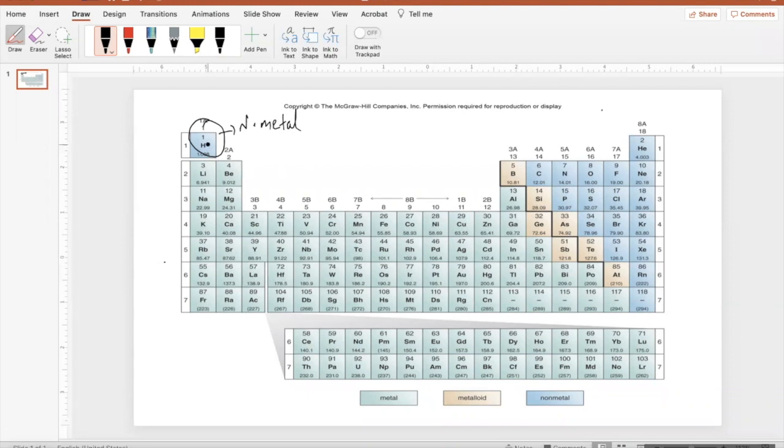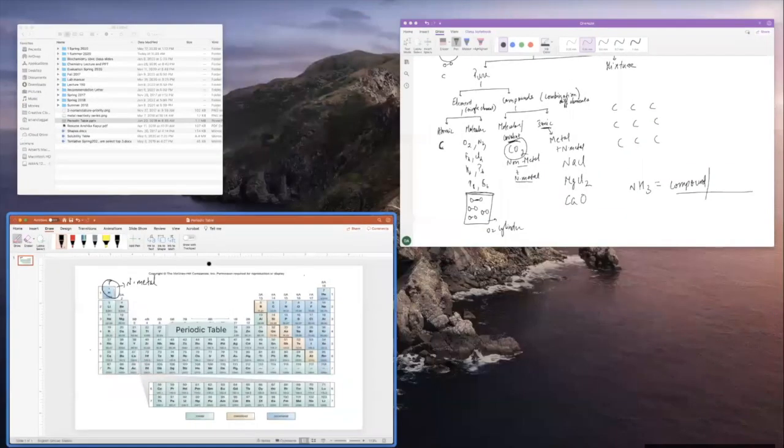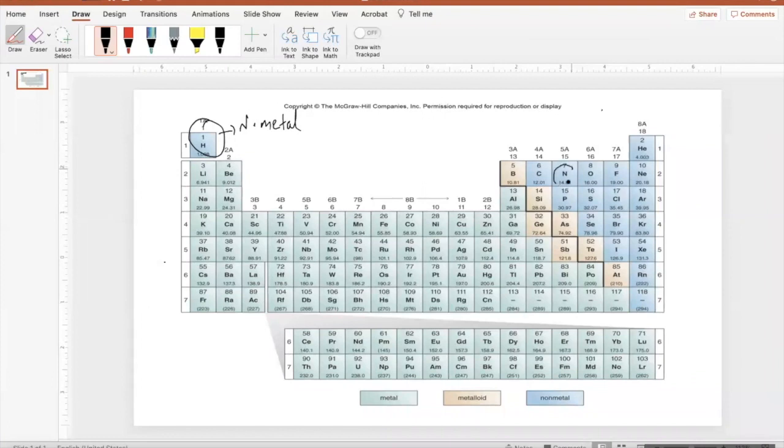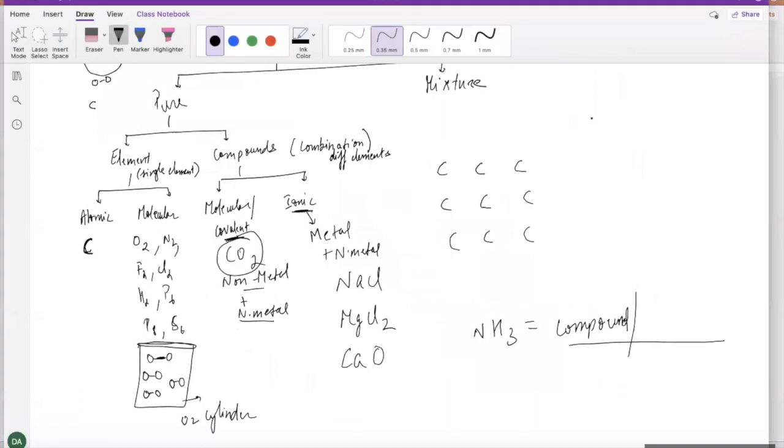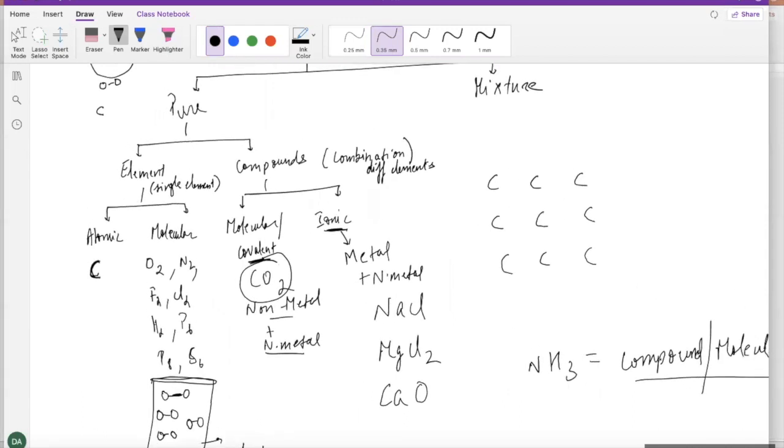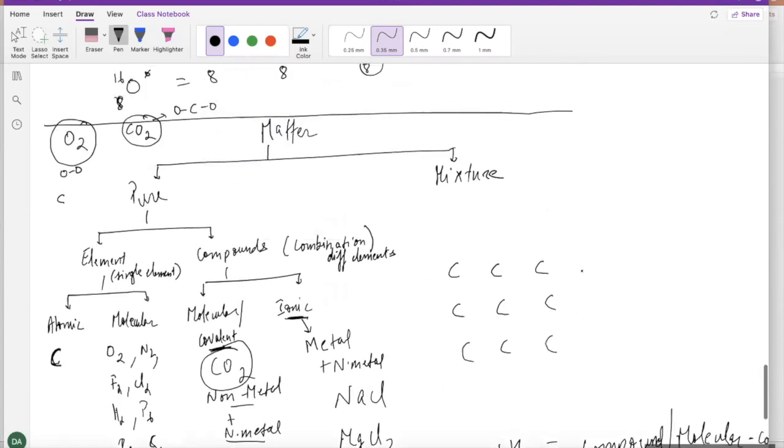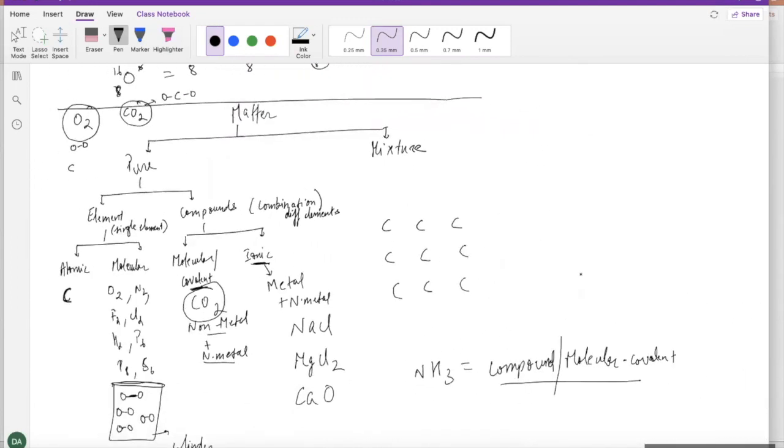It is non-metal. So when we say NH3, N was right here, which was a non-metal, and H is also non-metal. If you have two non-metals, what do you call that? You call that molecular. You can also use the term covalent, and that's also okay. So you can call this covalent compound or molecular compound. Both are acceptable. Okay, so guys, that's what your exam questions will look like.